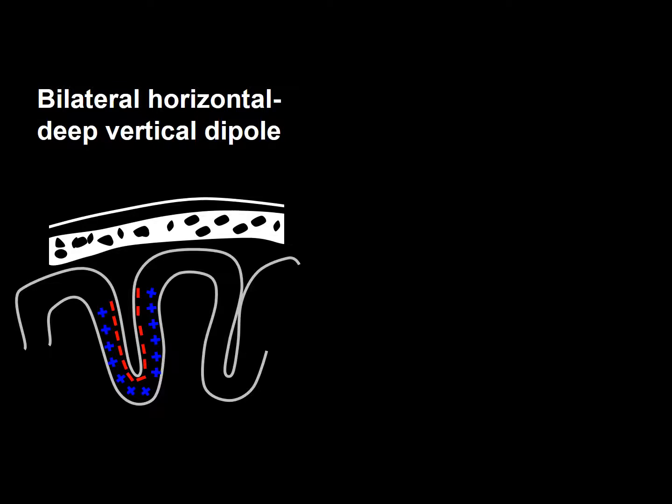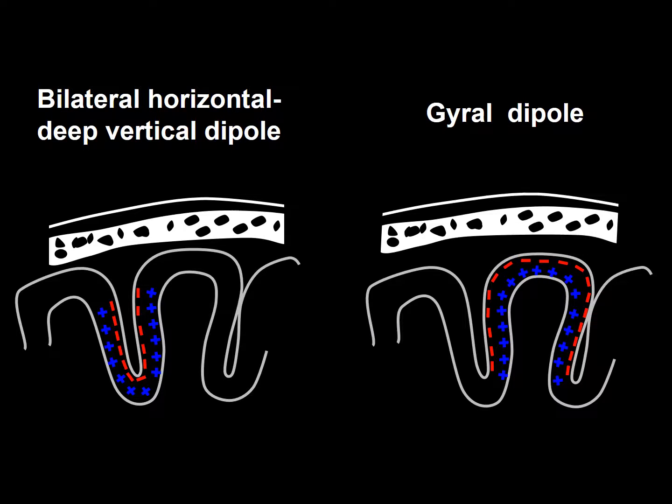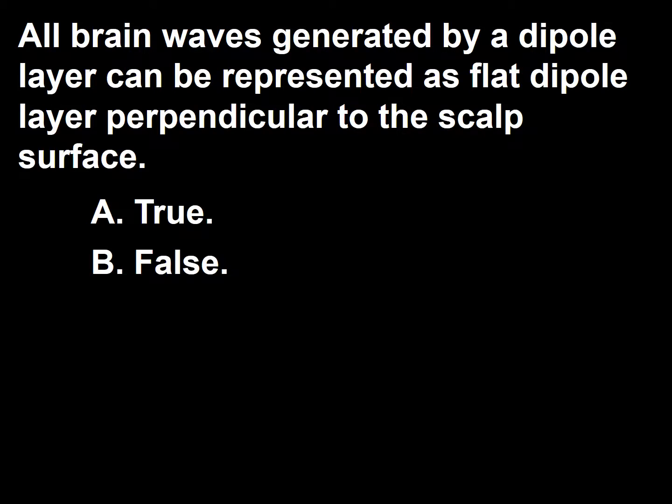Even more complex dipole arrangements exist, consisting of a dipole layer occupying both walls of the side of a sulcus and the nadir of the gyrus, to which we can refer as bilateral horizontal-vertical dipole arrangement. And the last arrangement I will mention occurs when the whole convolution or gyrus is involved, to which we will refer as a gyral dipole. So the answer to this question is false.